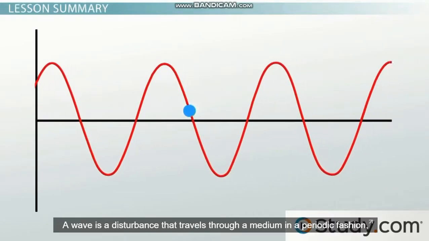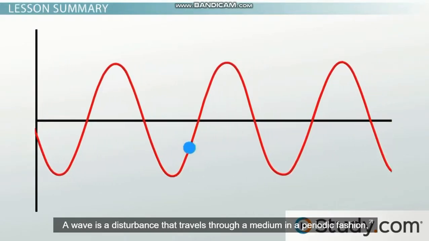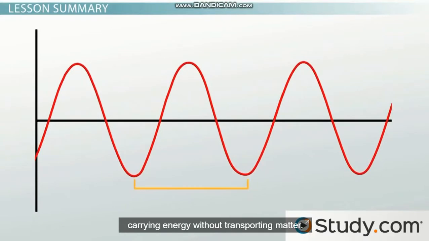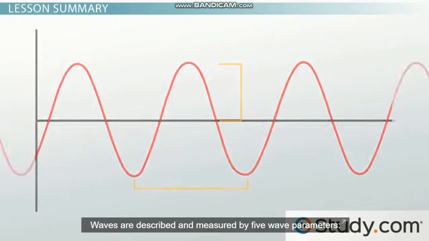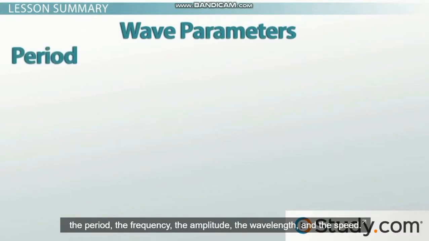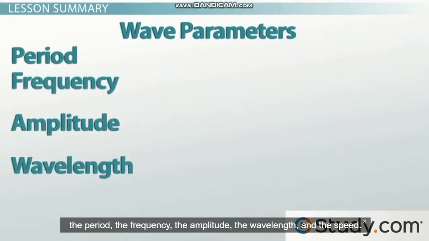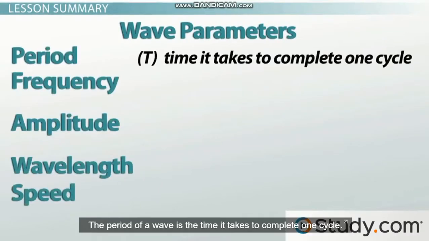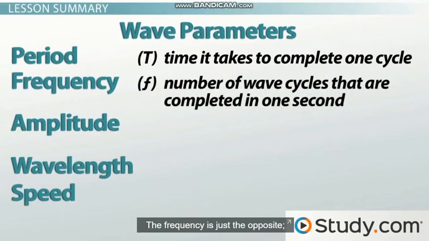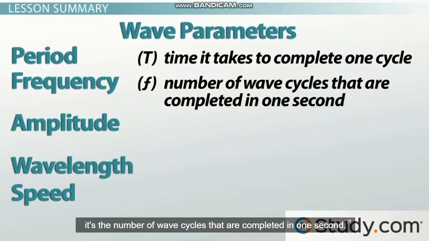A wave is a disturbance that travels through a medium in a periodic fashion, carrying energy without transporting matter. Waves are described and measured by 5 wave parameters: the period, the frequency, the amplitude, the wavelength, and the speed. The period of a wave is the time it takes to complete one cycle. The frequency is just the opposite. It's the number of wave cycles that are completed in 1 second.